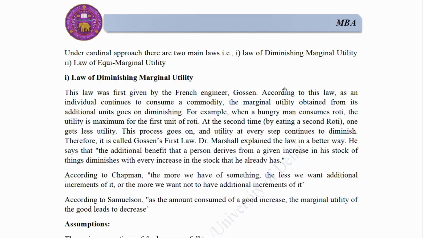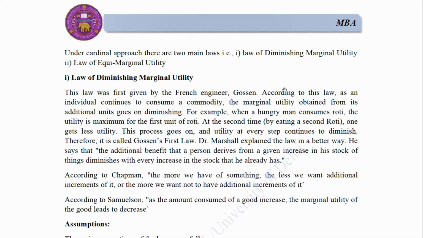First, law of diminishing marginal utility. This law was first given by the French engineer Gossen. According to this law, as an individual continues to consume a commodity, the marginal utility obtained from its additional units goes on diminishing. For example, when a hungry man consumes roti, the utility is maximum for the first unit of roti. At the second unit, by eating a second roti, one gets less utility. This process goes on and utility at every step continues to diminish. Therefore, it is called Gossen's first law.